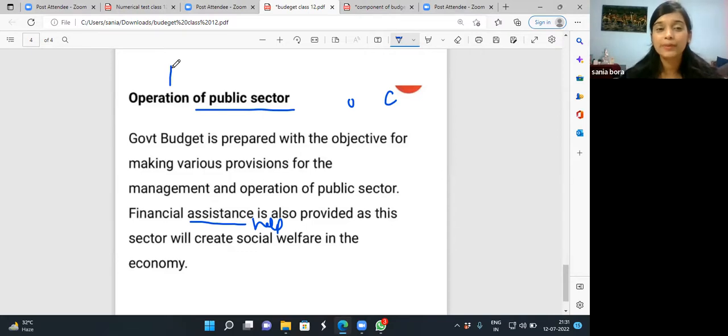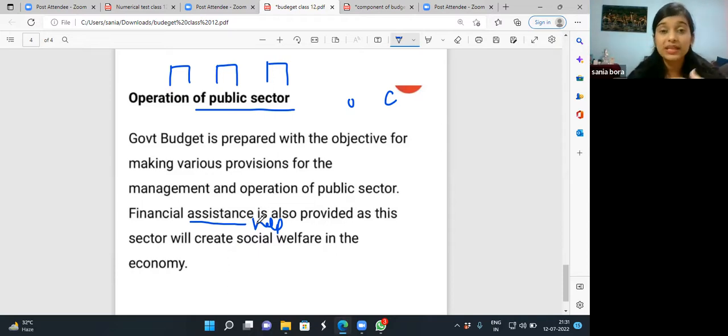Basically, there are various sectors like the education sector, the health sector, the entertainment sector. There are government schools as well as private schools, right? There are government hospitals as well as private hospitals. So whenever I am preparing a government budget, I will make it in such a way that the management and operation of the public sector, like the government hospitals and government schools, gets financial assistance. I can provide them financial assistance.